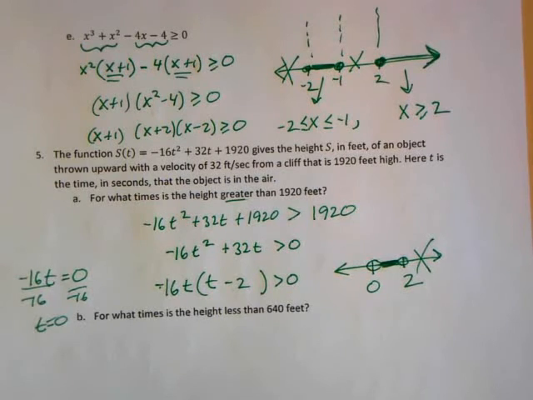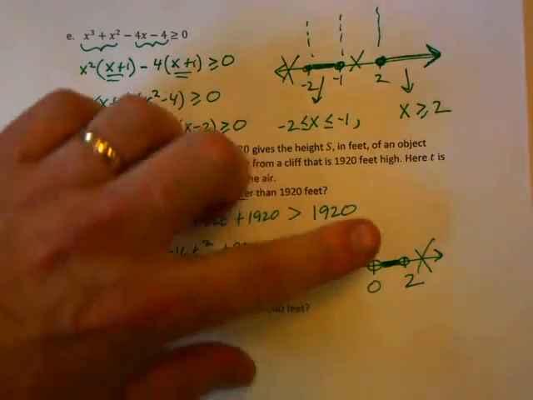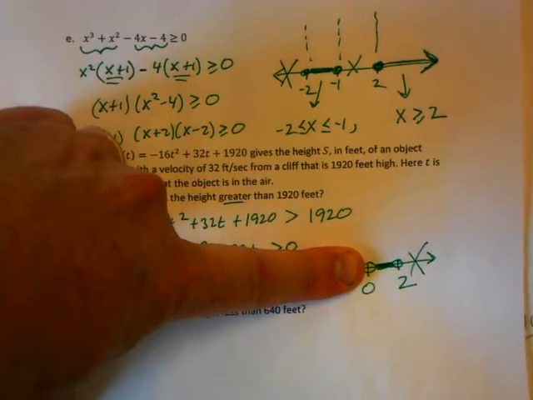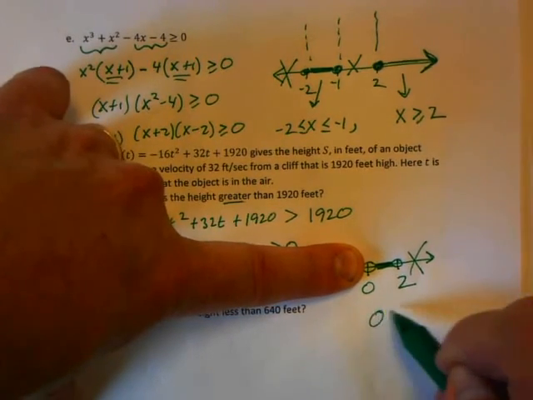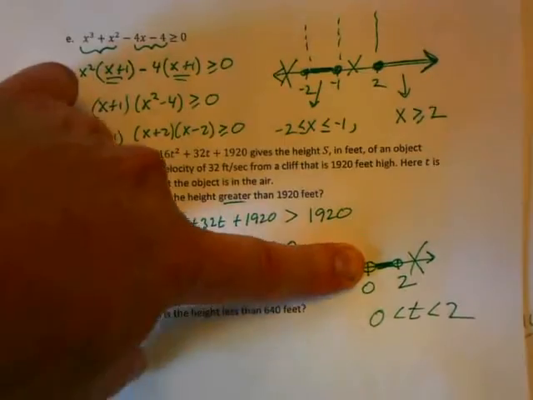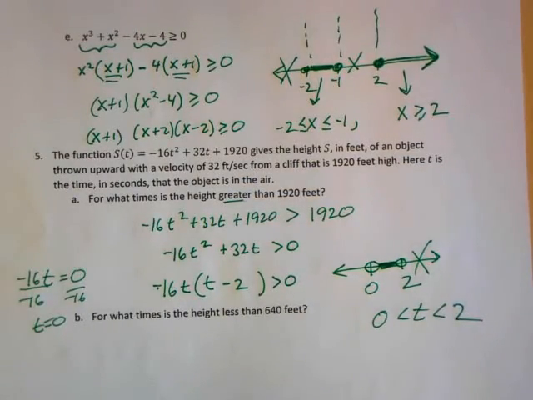Favorite number smaller than 0? Trick question. I don't have one, because t stands for time. Can time be negative? No. So really, I shouldn't have drawn my number line that way. It should have just started at 0 and gone up. The good news is, if you plug a negative number in, you're going to find out that it doesn't work and you're going to cross it off anyway. But you really shouldn't in this problem. Time can't be negative. Our answer should be 0 less than t less than 2.